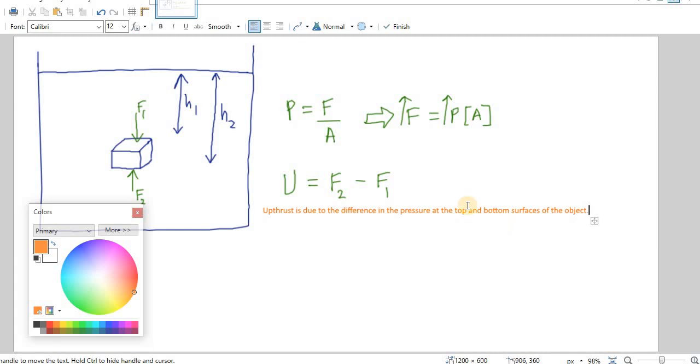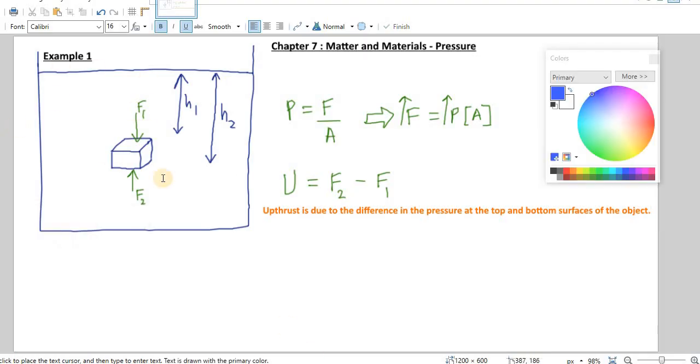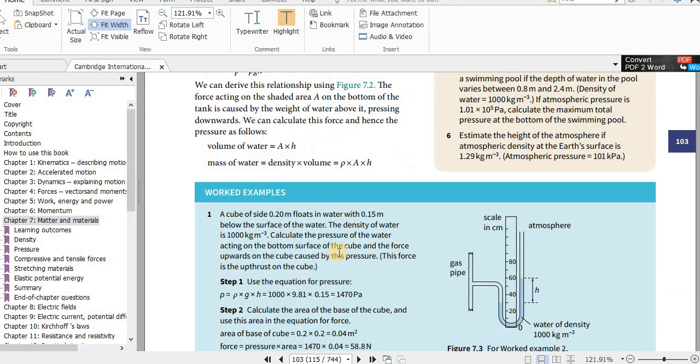Now in this case, the object is the cube. I think I should make it a little bit bigger. Okay, that's better. Now let's go back to the example. This diagram can help you to understand the example better.